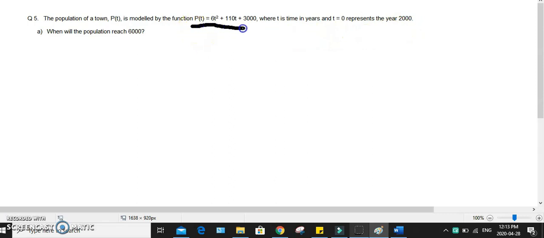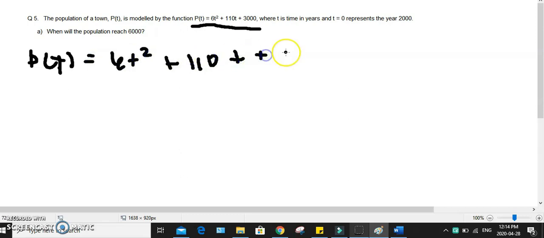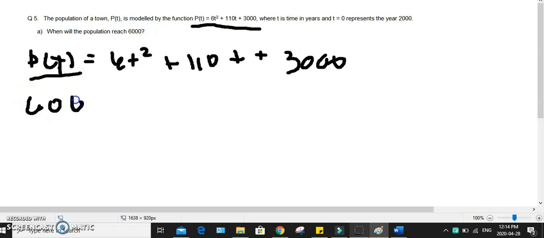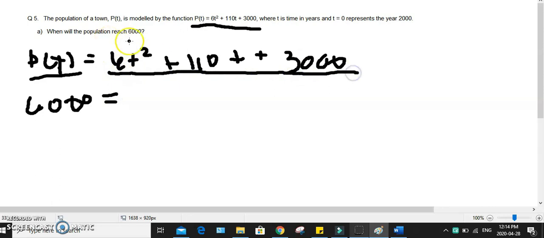So first we have to understand what this equation is telling us. P of t is equal to 6t squared plus 110t plus 3,000. Our population is 6,000, and once we plug in the time, we're going to get 6,000. So that's basically what it is. What we have to find is time, so we have to extract t from this equation. Let's write everything down first.